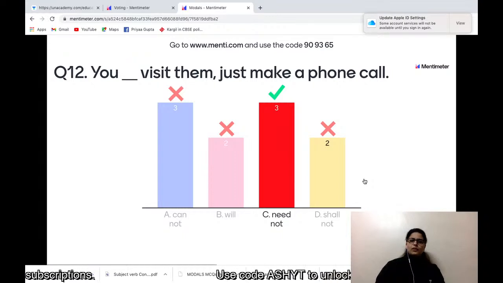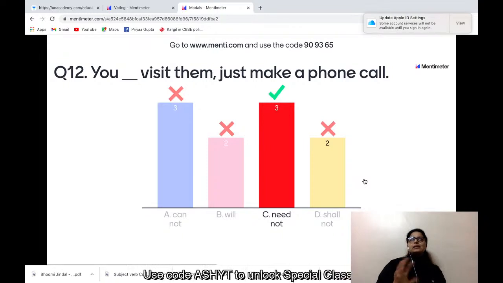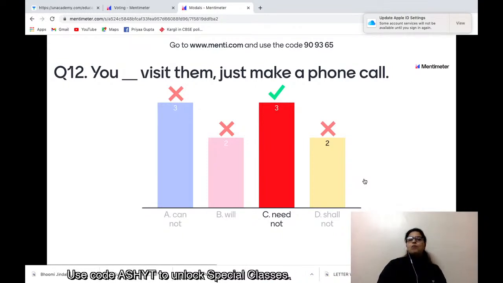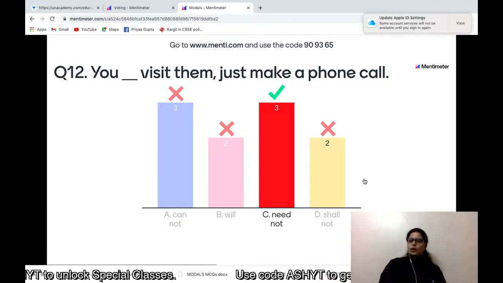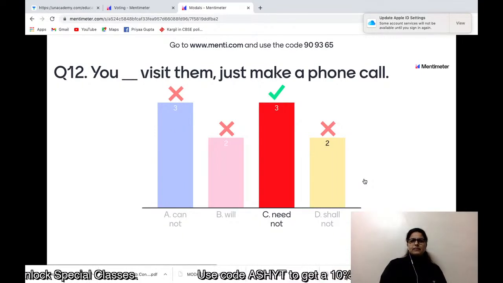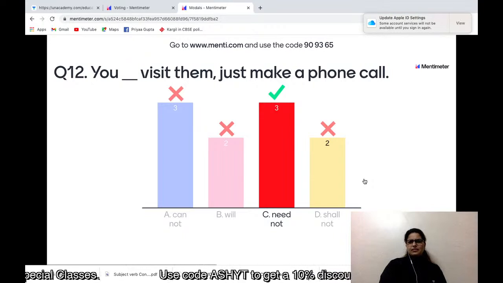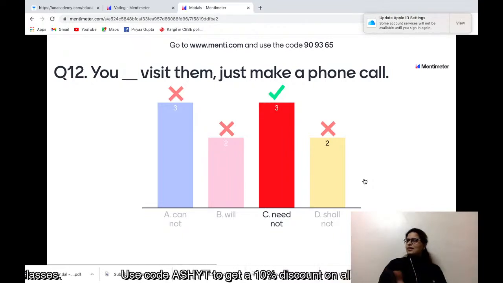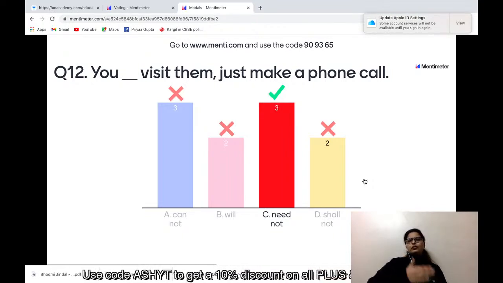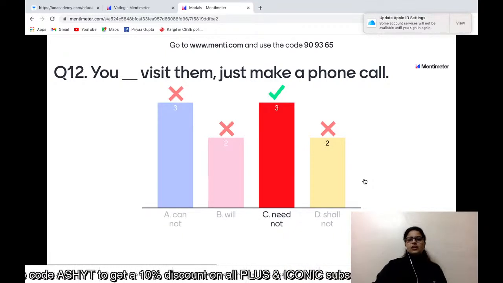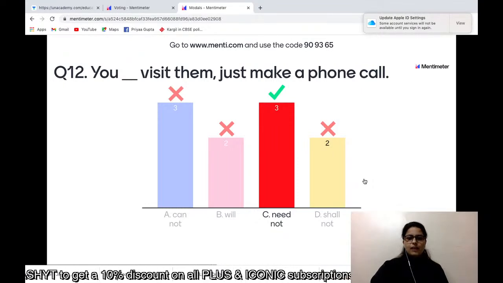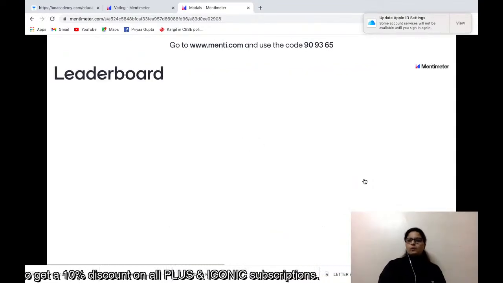And I think some people got confused with can, right? It still makes sense. Grammatically, it is fine. But we need to choose the most appropriate option. And the most appropriate here is you need not visit them. There's no need. You can just make a phone call. Right? Will makes no sense here. If you say if you will visit them, just make a phone call, it makes no sense. So need not is the correct answer, the most appropriate one. Let's see the scoreboard and the leaderboard.